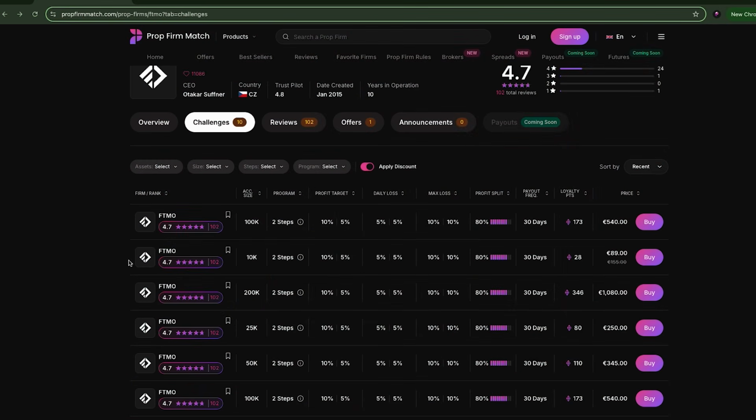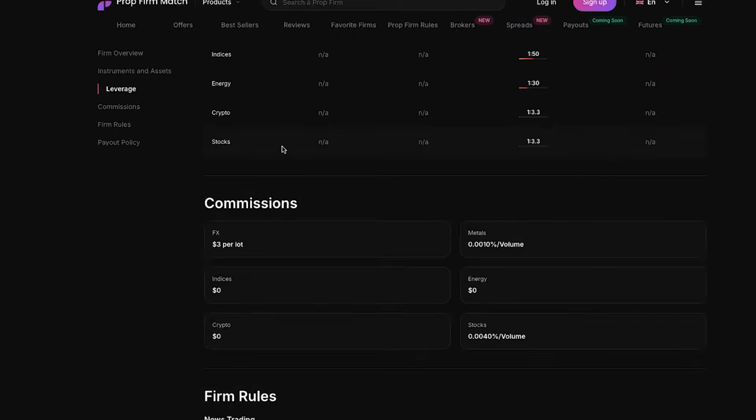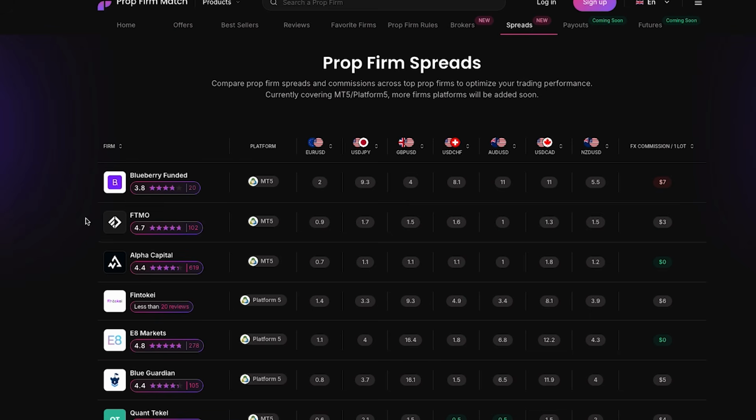Another important thing to note is things like commissions and spreads. Now, if I wanted to check for spreads, we do have a new page here, which you can click on called Spreads. You can see that there are other prop firms listed here.